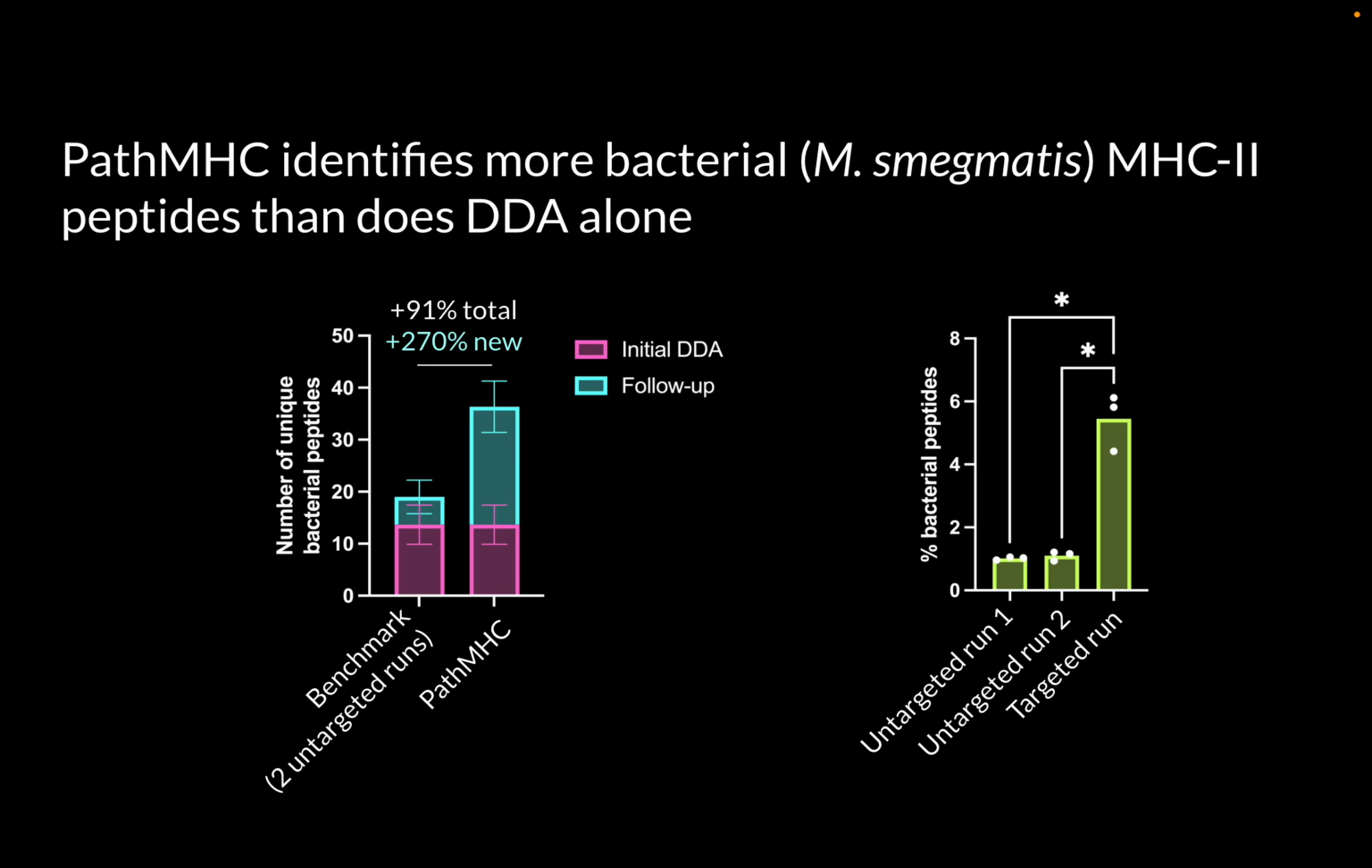We first benchmarked this method by analyzing MHC class 2 peptides from dendritic cells that had phagocytosed a non-pathogenic mycobacterium, M. smegmatis, using this as a model system. PathMHC identified nearly twice as many unique bacterial peptides as did a comparable method based on untargeted mass spec alone, since our targeted analyses were enriched for bacterial peptides.